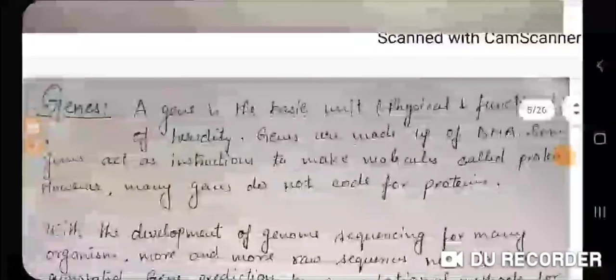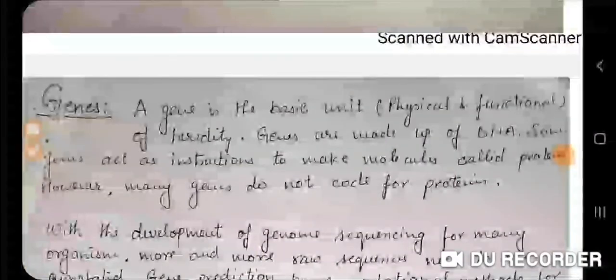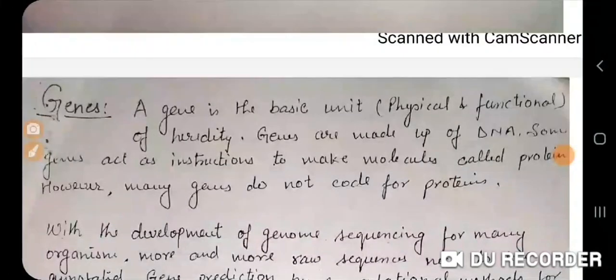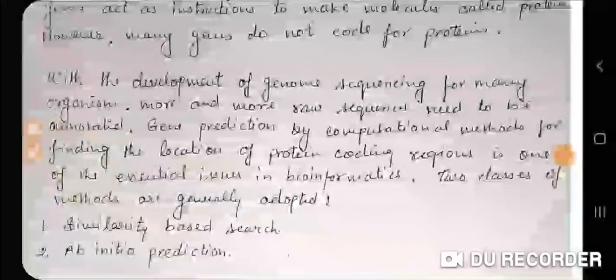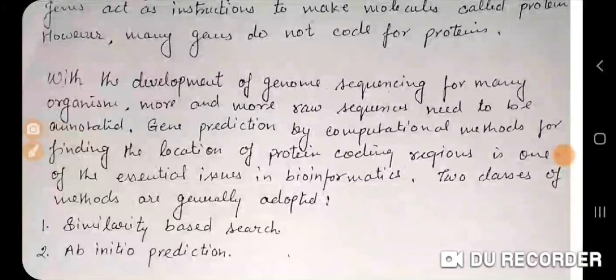When we talk about genes, a gene is a small functional unit, or the part of DNA which helps in identifying the new sequence. That can be performed by similarity based search or by the ab initio method. So this is about the genes.